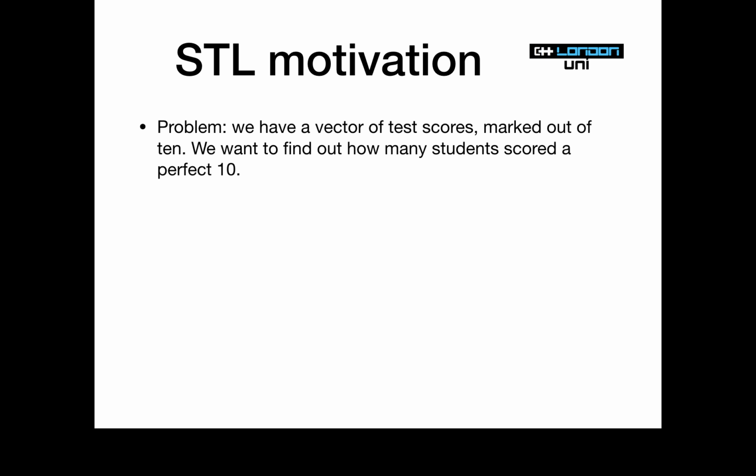Let's think about this sort of quite pertinent example. We have a vector of test scores, a bunch of test scores for every student in the class. Maybe every student who's taking a GCSE, whatever it is, doesn't matter how many there are. These tests are marked out of 10. We want to find out how many students scored a perfect 10.